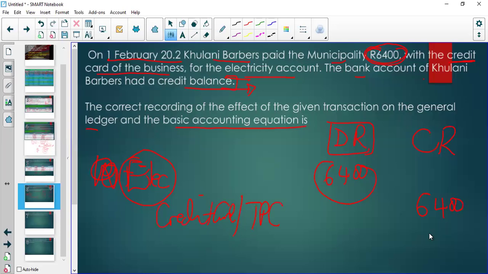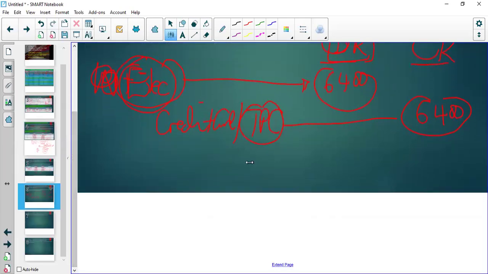Now, if you look at this setup, what this means is we must go to the electricity account. Then on the debit side, we put in 6,400. We must go to the trade payables control account. On the credit side, we put in 6,400. So if we follow that instruction, then the electricity account will look something like this.